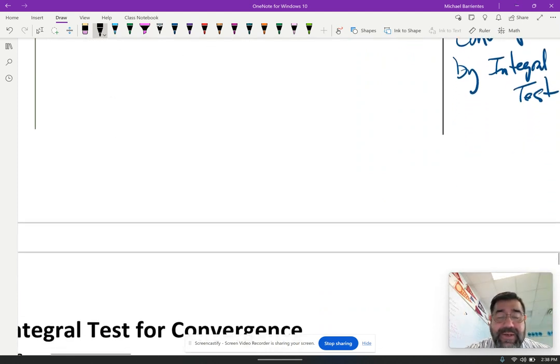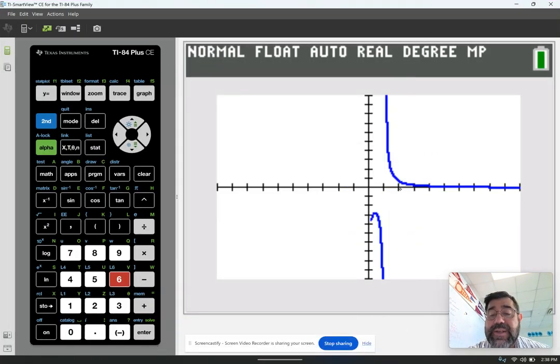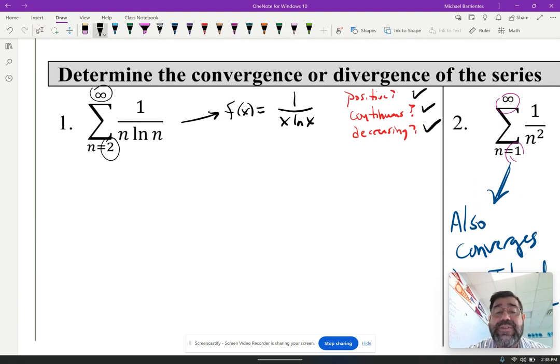So when I look at my calculator, if I start at 2, that's right here, to infinity, oh yeah, there are no problems in terms of continuity. It's continuous. It's above the x-axis, so it's positive, and it's getting smaller and smaller and closer to 0, so it's decreasing. All three conditions are satisfied. Check, check, and check. Great.